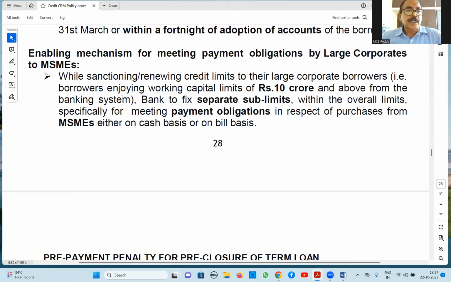In such cases, small units may die because their working capital is a little less. When repayments are not forthcoming from large corporates, their working capital reduces, so small units may die. To help small units, the MSMED Act says that wherever banks are sanctioning working capital limits to larger corporates of 10 crores and above, you earmark a sublimit towards repayment to small units. This is the enabling mechanism.